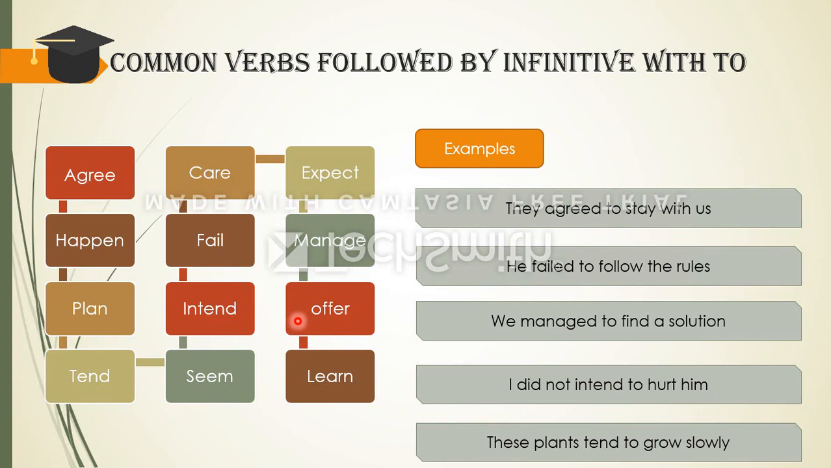So we can say they agreed to stay. I agreed to move. I agreed to learn. Whenever you have these verbs, you need to put an infinitive with to after. He managed to find a solution. I did not intend to hurt him. These plants tend to grow slowly. He seems to be happy. So whenever you have one of these verbs, you know that you have to follow them with an infinitive with to.